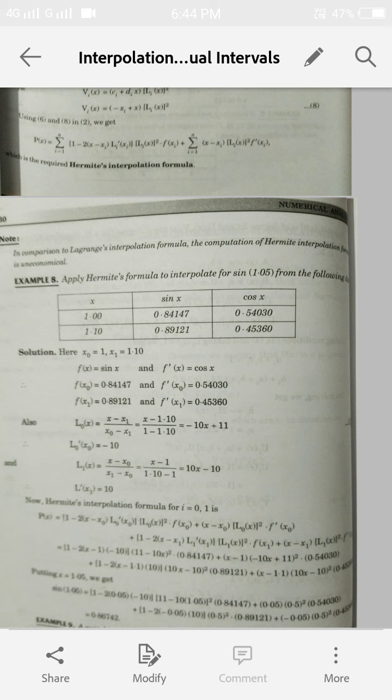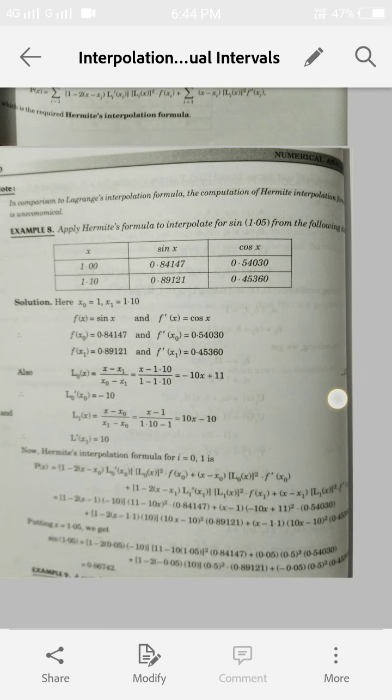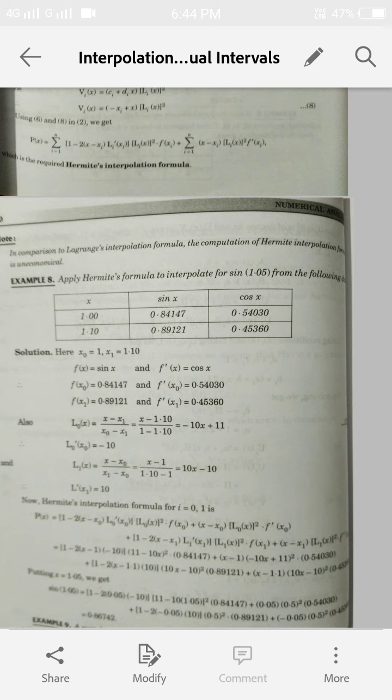So expand this formula for i equal to 0 and i equal to 1, and now substitute the values from the table and from the calculated values, and now we are to find the value of the function at 1.05. So put x equal to 1.05, and by simply calculating these values we can find the value of the function at 1.05. So this is the Hermite's interpolation formula.